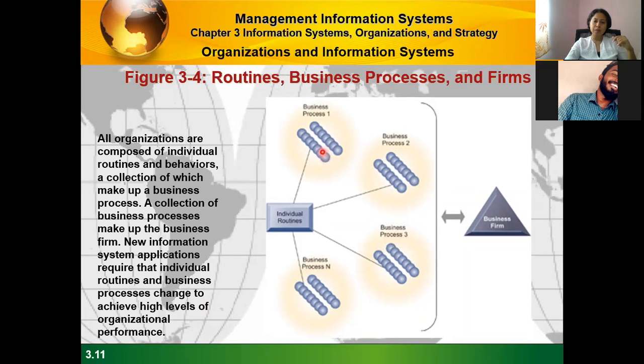Now these individual spheres, and you can see small spheres in this business process. These are what? These are SOPs or routines within an organization. Individual routines here. So all of these collected together creates a business firm, right? All organizations are composed of individual routines and behaviors, a collection of which make up a business process. A collection of routines make a business process. Collection of business process make the business firm. We learned this in the earlier slide.